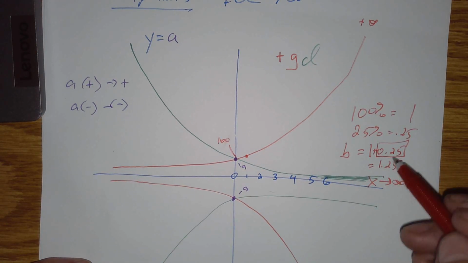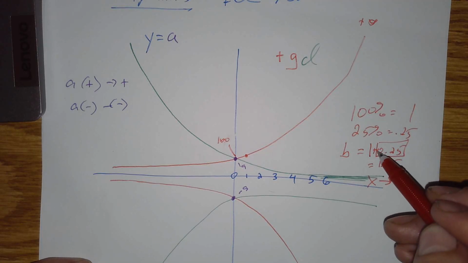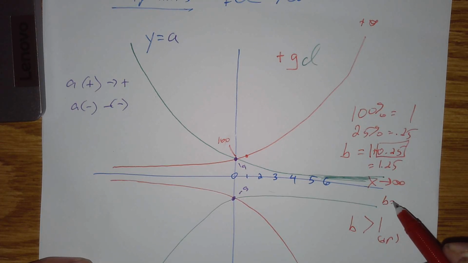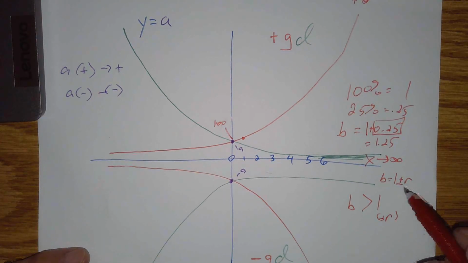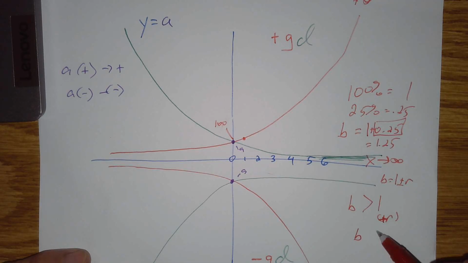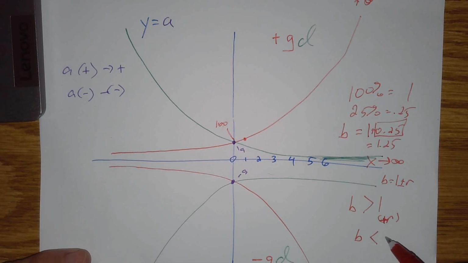Whether it's a growth or a decay depends on the sign of my r value. So if b is greater than 1, that means r has to be positive, because b equals 1 plus or minus r. So in order to make b greater than 1 and make the function grow, r has to be positive. In order for it to be a decay, r has to be negative, and b is less than 1.